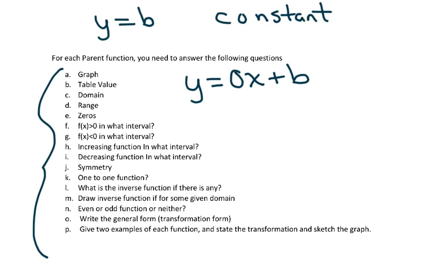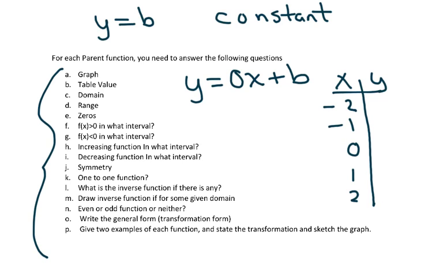So basically, when you're doing a table of values, when you plug in, say, -2, -1, 0, 1, and 2, you still get b, because the slope is 0. Now, for graphing this, if you're having problems with the b part, what I suggest you do is change this to a 3, if that helps you out. That means this b would equal 3 here.